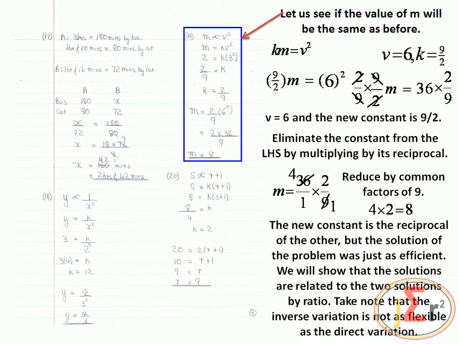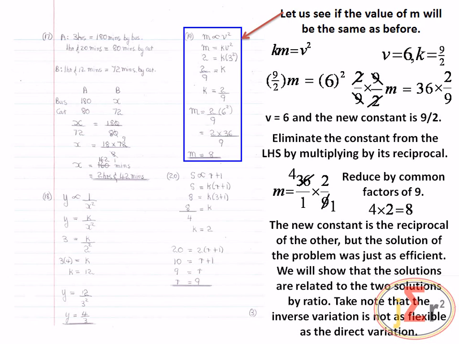The new constant is the reciprocal of the other, but the solution of the problem was just as efficient. We will show that the solutions are related to the two solutions by ratio. Take note that the inverse variation is not as flexible as the direct variation. So we will demonstrate or explain why it is not anything strange that one constant was the reciprocal of the other.